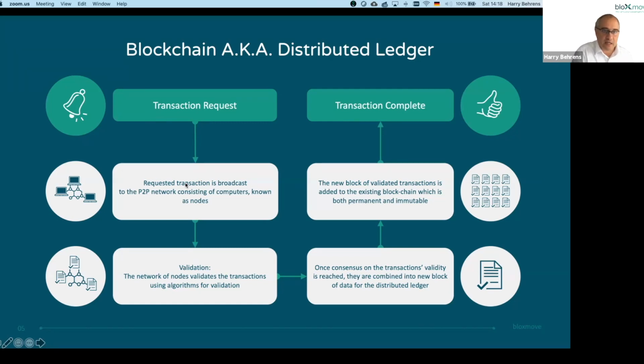So a transaction happens between two parties, a lot of magic happens, consensus is reached, the transactions are put into this block, and the block is linked to the chain of previous blocks. And that is why it's called a blockchain.